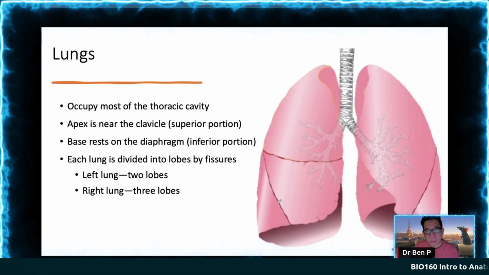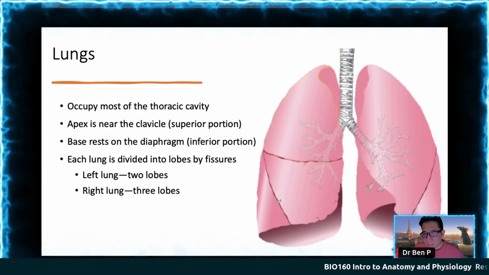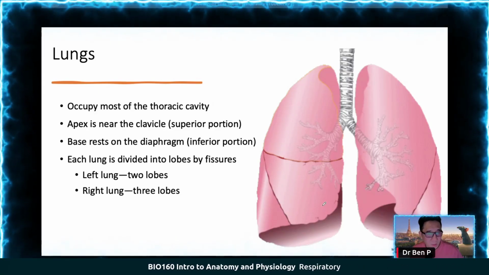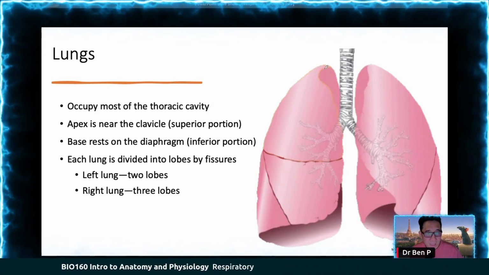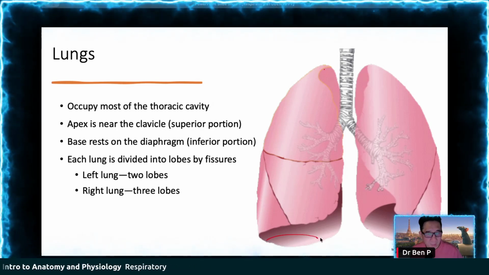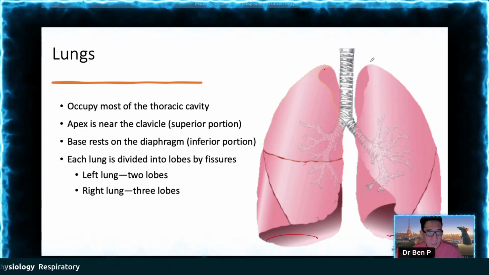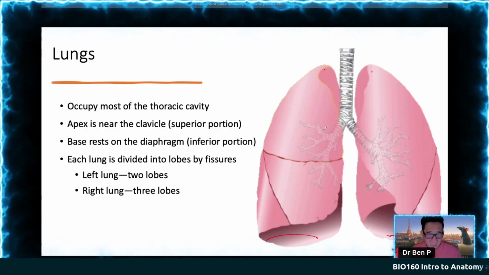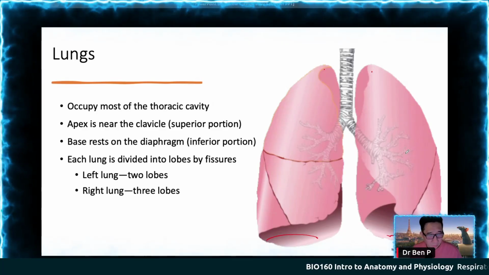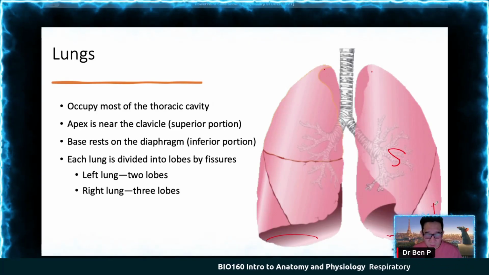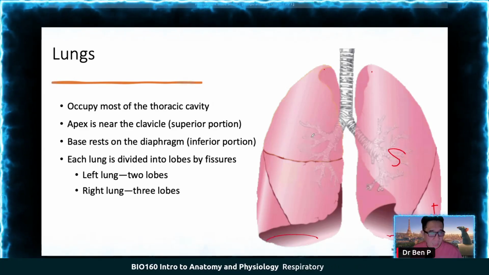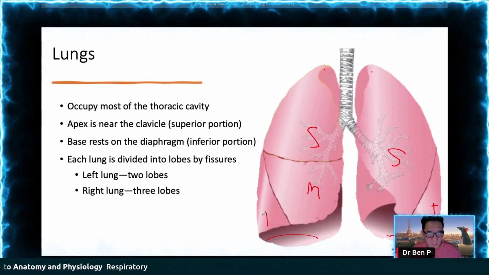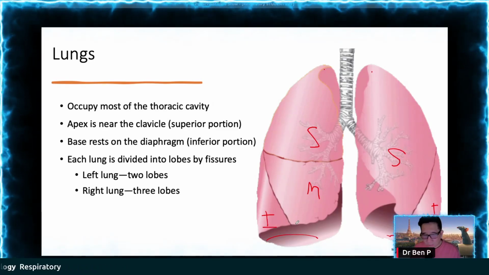The last anatomy part is your lungs. Your lungs occupy your thoracic cavity. You have the apex on the top and the base on the bottom. The left lung has two lobes, the superior and inferior lobe. The right lung has three lobes: superior, middle, and then inferior on the bottom.